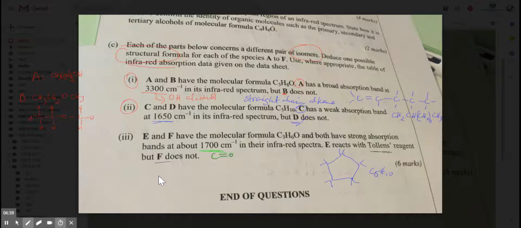Aldehyde, we have the carbonyl at the end. So we're going to draw our aldehyde like this, displayed formula first. How many carbons? We've got 3, so it's going to be like so, with hydrogens on the end of those bonds. Structural formula is going to be CH3CH2CHO for the aldehyde, remembering that we write aldehyde as CHO.